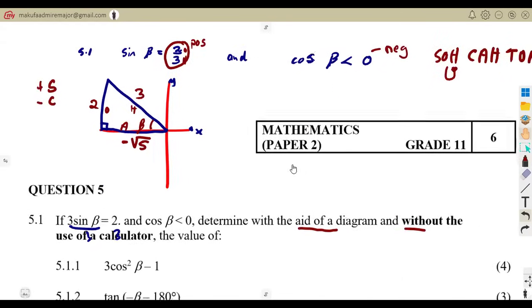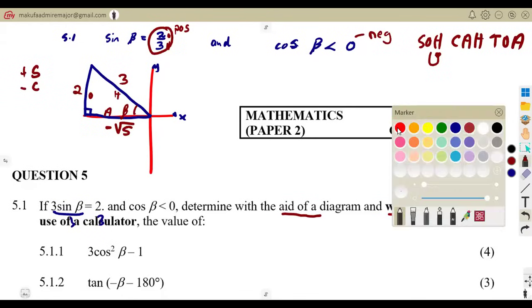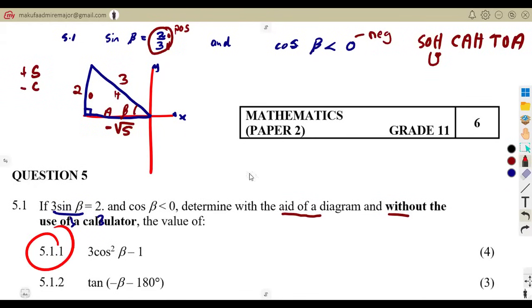Then we can answer our questions as we are being asked on question 5.1.1, to determine 3 cos squared beta minus 1. So that's 3 cos squared beta. Remember, cos is adjacent over hypotenuse. So we need the ratio of the adjacent over the hypotenuse. We square it. Then we subtract what? 1. So that is 3 into the adjacent, our adjacent here, which is minus the square root of 5.